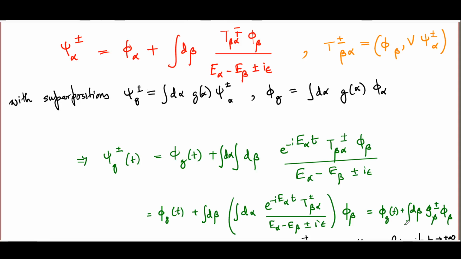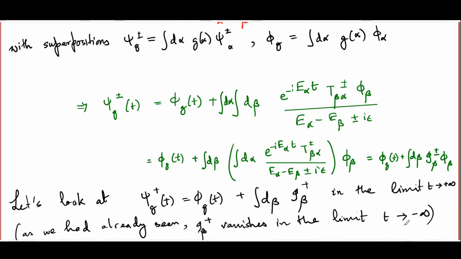Now, what we are going to do is something very similar, except that we are going to look at psi g plus t, the combination of the in states, but in the limit t goes to plus infinity. So this is what we are looking at. There should be an extra phi beta here, of course. And we are going to focus on what script I beta plus becomes in the limit t goes to plus infinity. And that's going to help us figure out how the superposition of in states would look to an observer for whom that time is actually plus infinity.